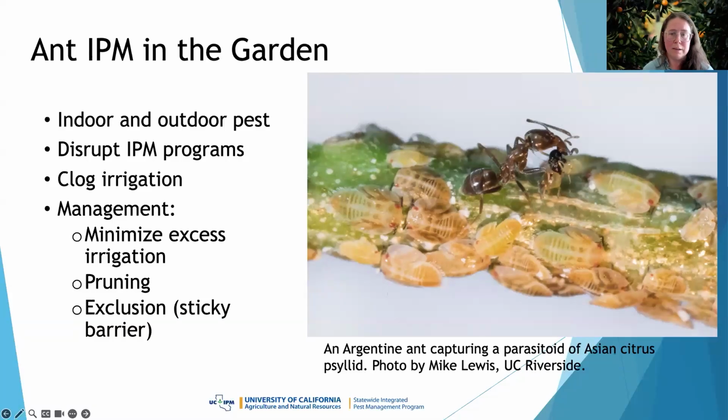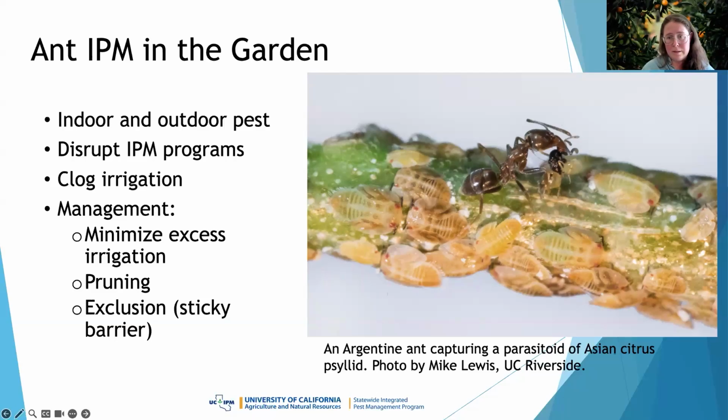So some things you can do to manage them outside include minimizing excess irrigation because moist conditions are favorable to Argentine ants. And you can also prune trees and shrubs that are infested with honeydew producing insects so that branches and leaves aren't touching the ground, other plants, or structures that ants can use as a bridge.